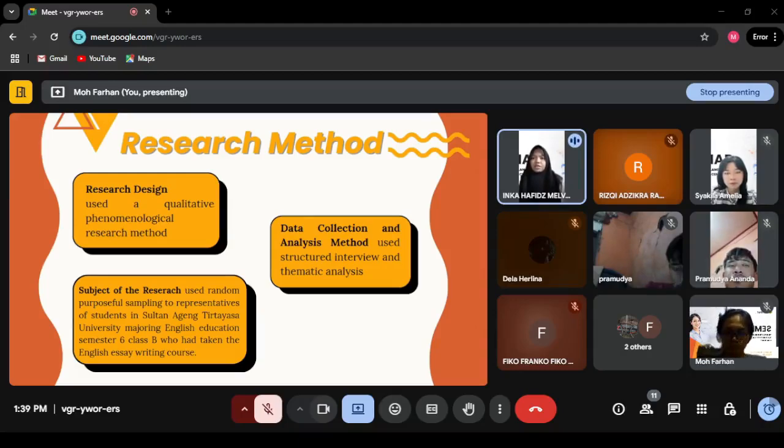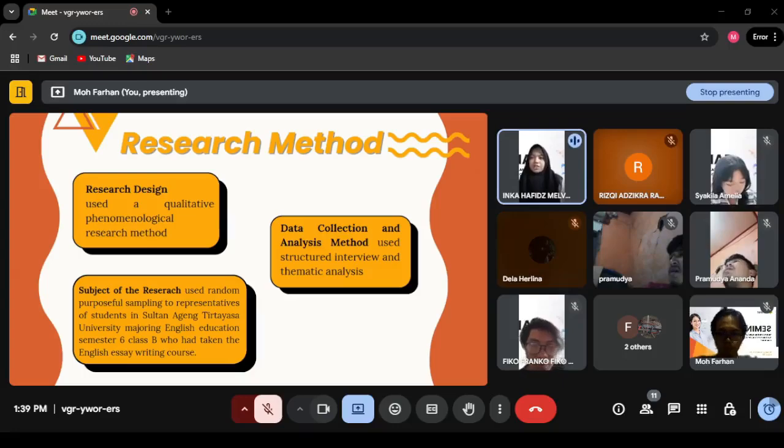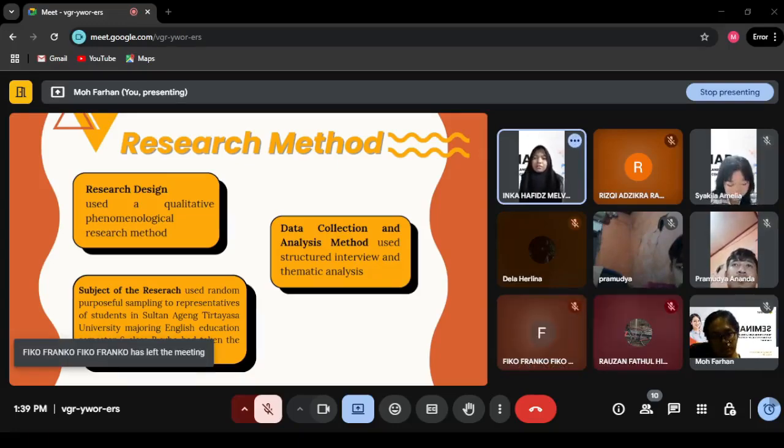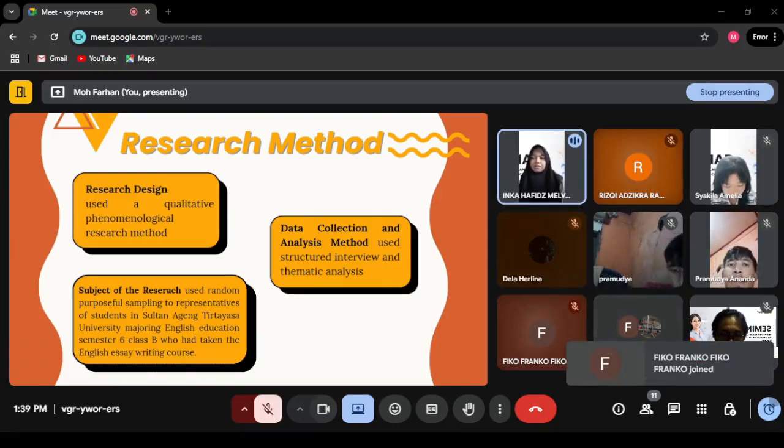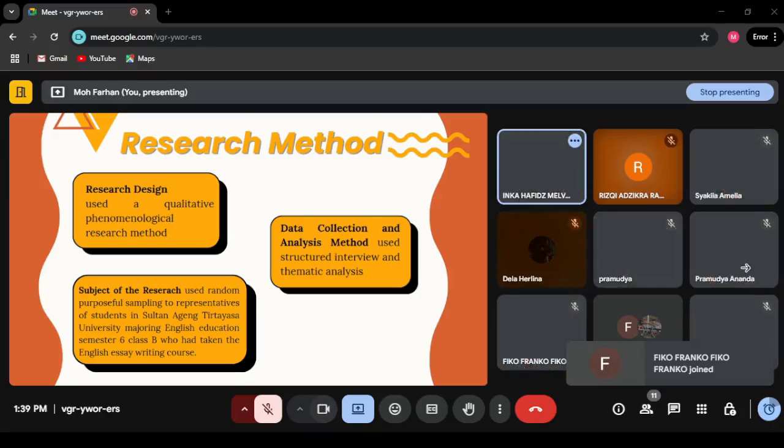The instrument used in this study was a structured interview. This instrument was chosen to systematically explore student experiences in facing the challenges of writing English essays through prepared questions. The researcher was able to thoroughly explore 4 main aspects, which are linguistic difficulties, problems in structuring essays, obstacles in finding relevant and credible arguments, and strategies used to overcome these difficulties. Next slide.